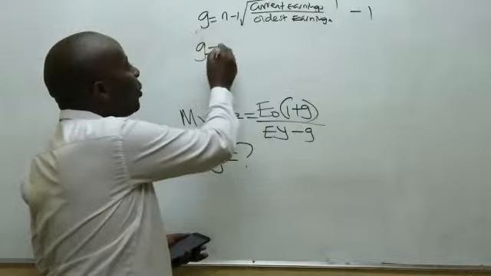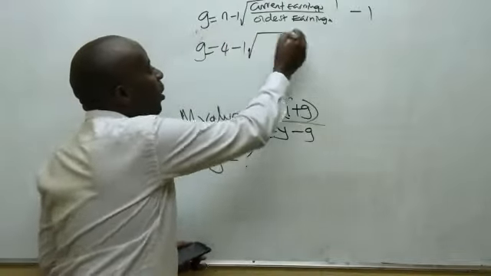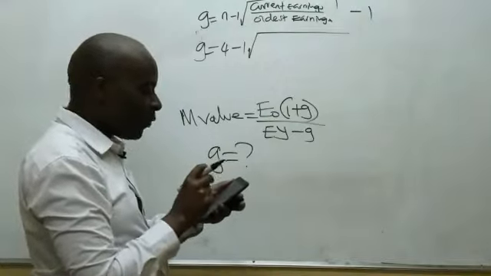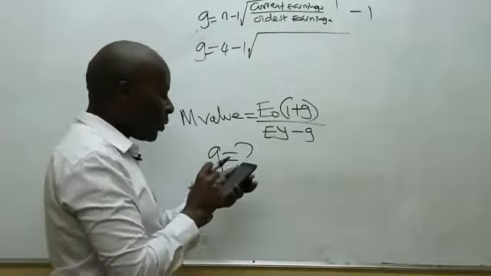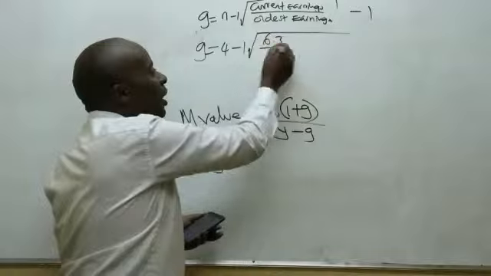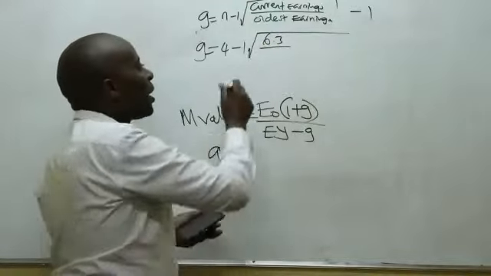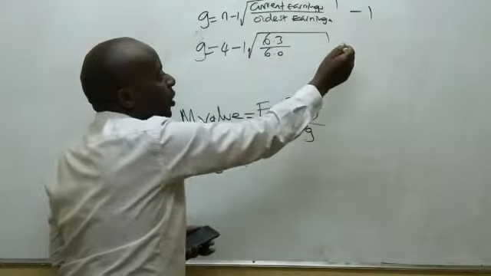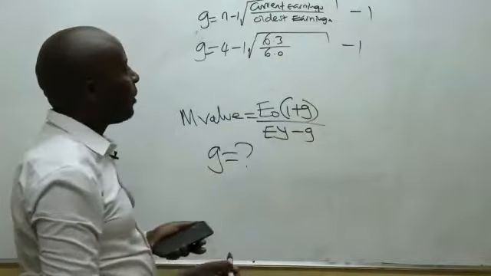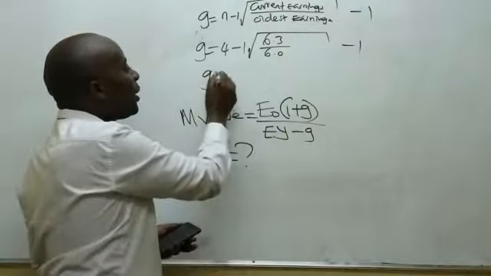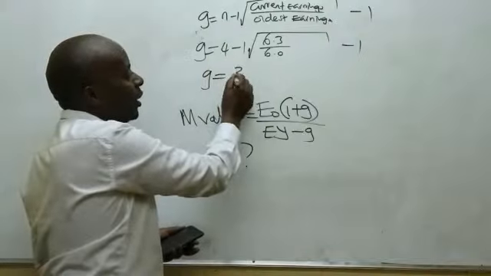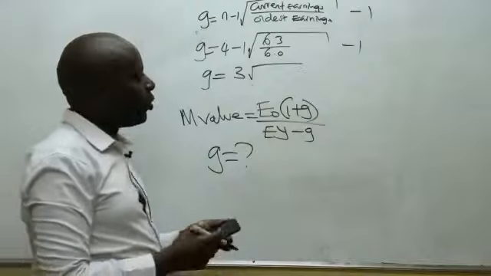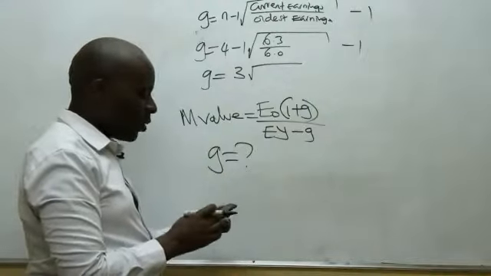So our growth rate will be the 4 minus 1 root of the current profit after tax, the current earnings that we have there, which are 6.3, all over the oldest earnings, which are 6.0, and then whatever we get there we shall subtract 1. So our growth rate will be the cube root of 6.3 divided by 6.0, minus 1.